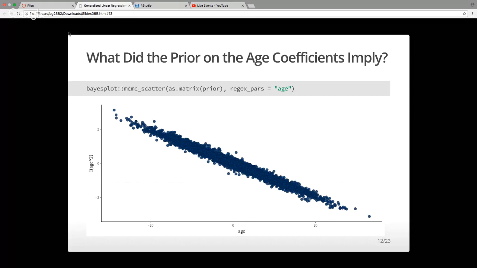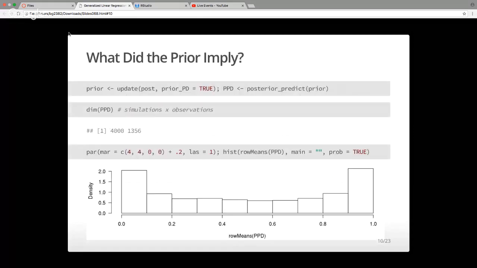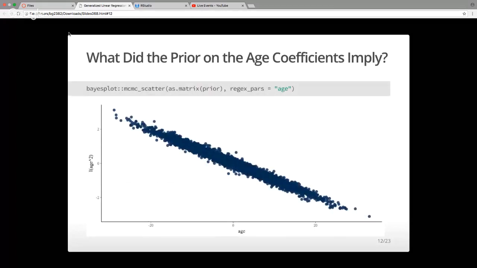Robert: Wait, I'm sorry, what are we actually graphing here? So I take the prior, which is when I drew without conditioning on the data, and convert that to a matrix, which is going to have like 8 columns and 4,000 draws, one for each of the parameters. Pass that to MCMC scatter and say I want to plot the prior draws for the two age-related coefficients. Okay, so this is the coefficient on age and the coefficient on age squared under your default priors. These are not actual ages. No one is -15 years old.